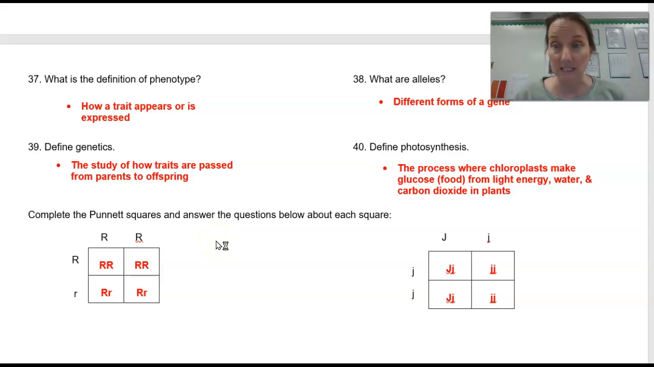Photosynthesis happens in plants, and that's how plants make food. It's a process where chloroplasts, which are found only in plants, make their glucose or food from light energy, water, and carbon dioxide. All right.